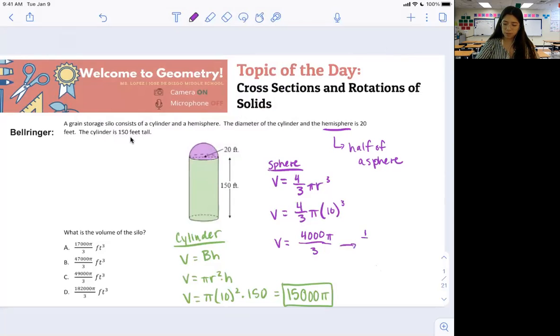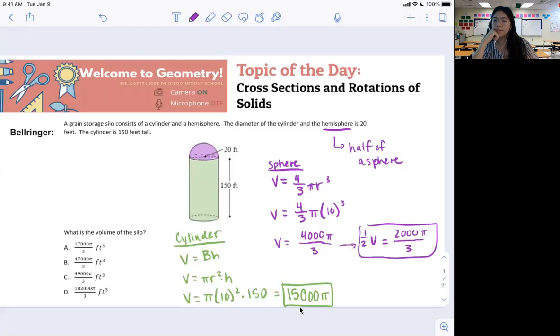So 1/2 of the volume wouldn't be 4,000 over 3. What would it be? 2,000 over 3 pi. Okay. So I have the volume of the hemisphere. I have the volume of the cylinder. What should I do to them to get our final answer? We're going to add them together.